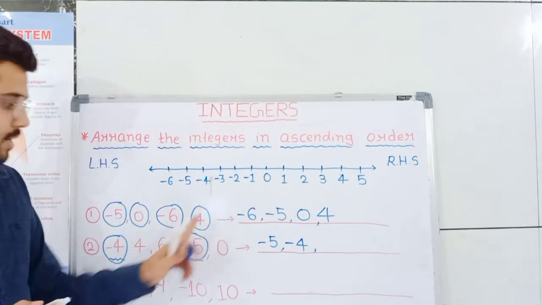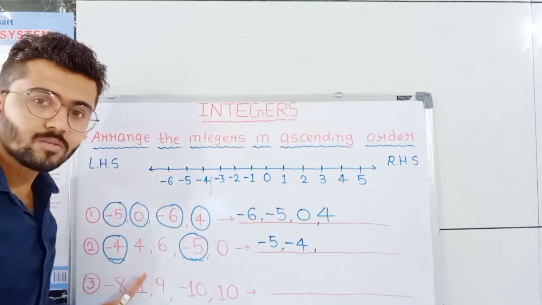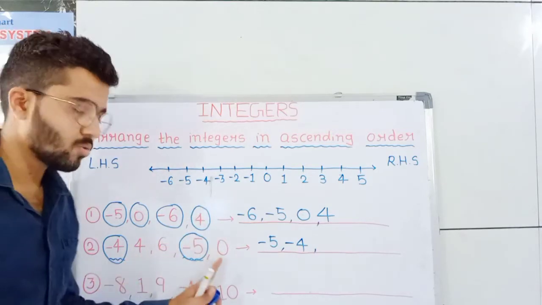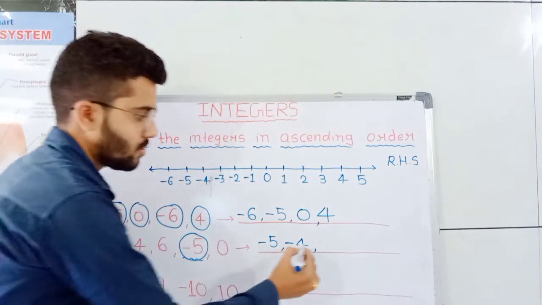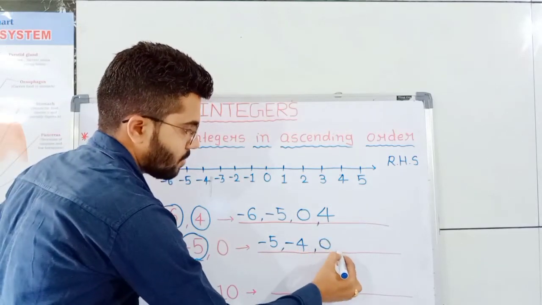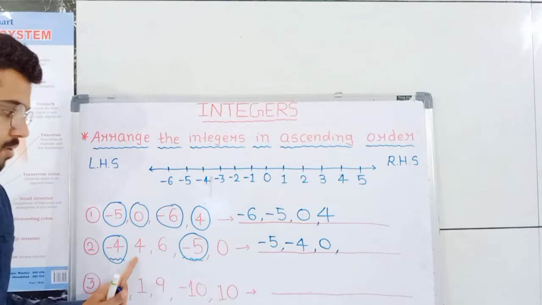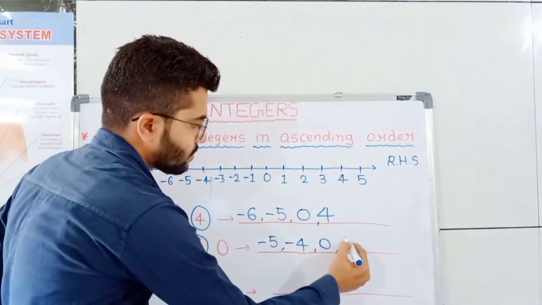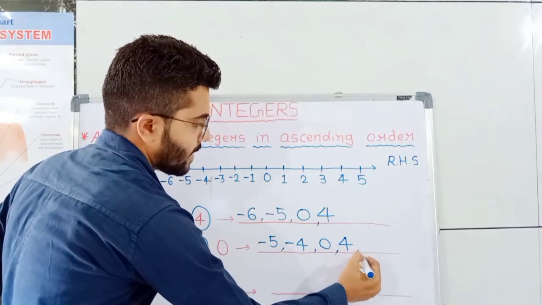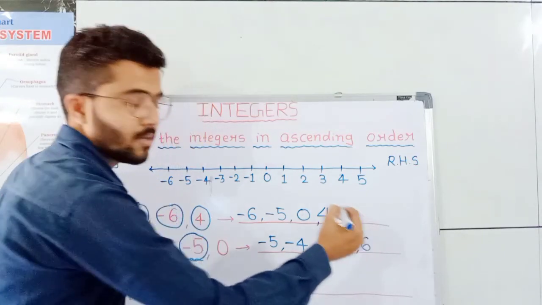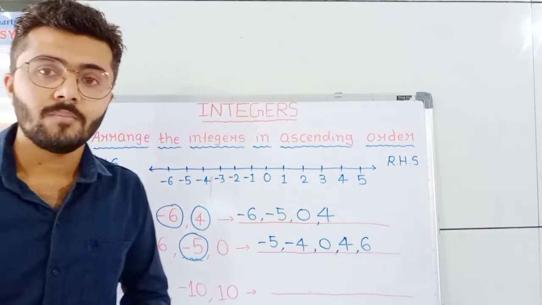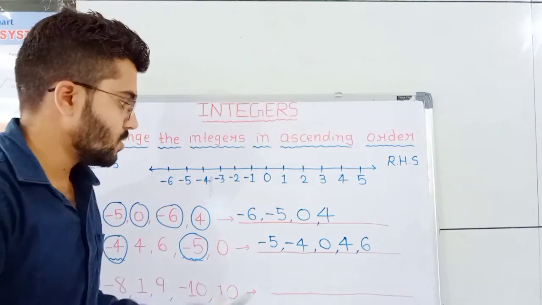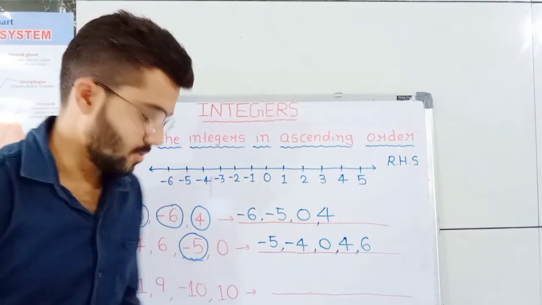Now after -4 which is the smallest number? 4, 6 और 0 में से? Yes, 0 is the smaller number. Now between 4 and 6 which is smaller? 4. And at last 6. So this will be the proper manner in which we arrange the integers.